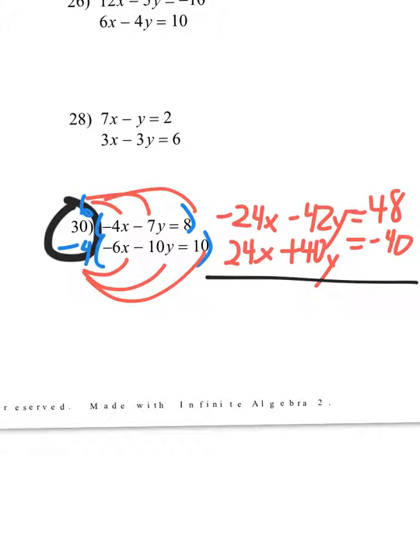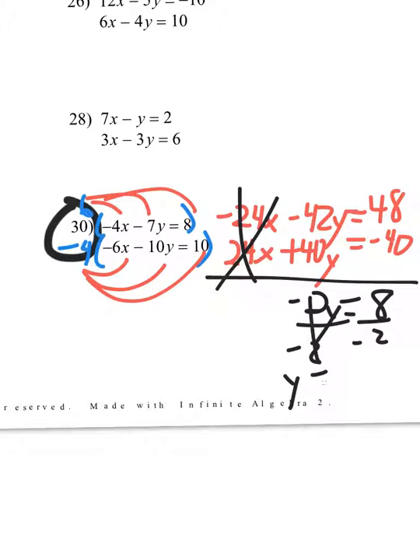Draw my line. My x's eliminate. I'm going to add negative 42y plus 40y, which is negative 2y. And that equals 48 plus negative 40, which is 8. I divide by negative 2, so y is equal to negative 4.